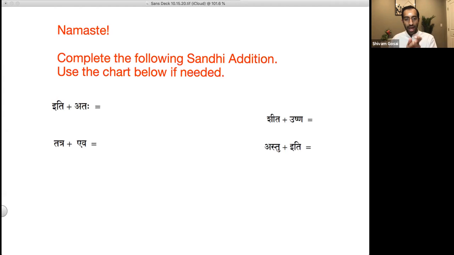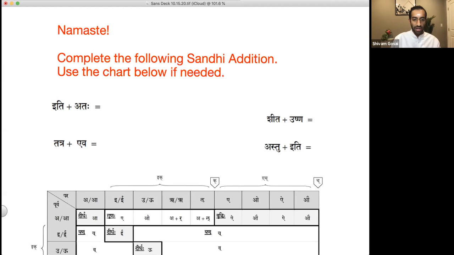Okay, so we have here a on the right side. So a plus a is ai. So tatraiva, you can see on the bottom of the chart there, right? A plus a is ai. So tatraiva. You get a little feather in the cap.